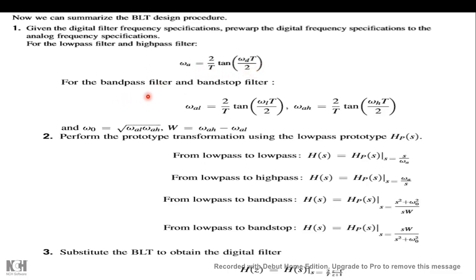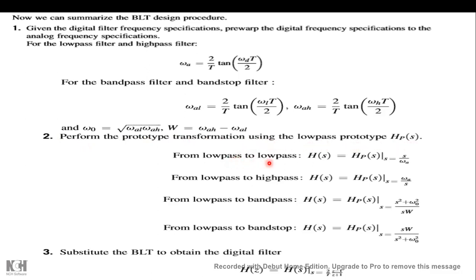And for band pass filter and band stop filter, we will use these formulas: omega AL equals 2 by T tan of omega L T divided by 2, and the other formula is omega AH equals 2 by T tan of omega H T divided by 2. Omega AL represents the low analog frequency and omega AH represents the high analog frequency. Similarly, omega naught and W will remain the same, as we discussed in the previous topic. Now the second point is to perform the prototype transformation using the low pass prototypes.